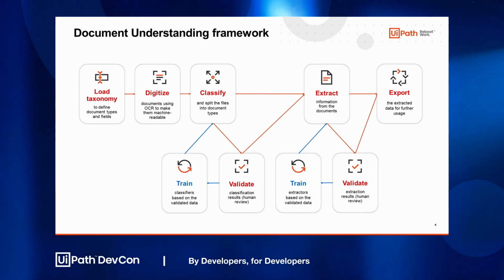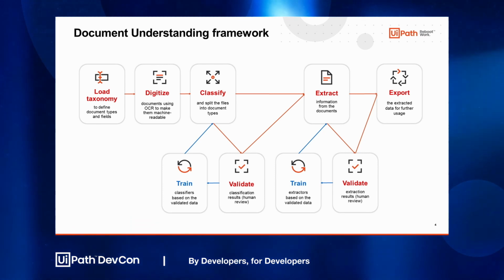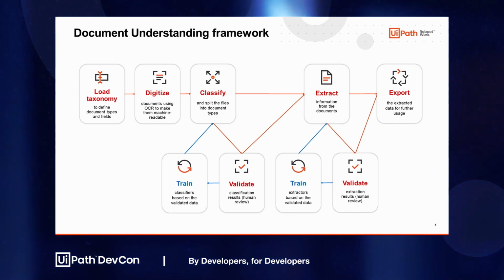The next step is the digitization step. At this point, the robot creates an electronic version of the document that can be used later. The classification step means figuring out all the documents and their types that are part of an input file.